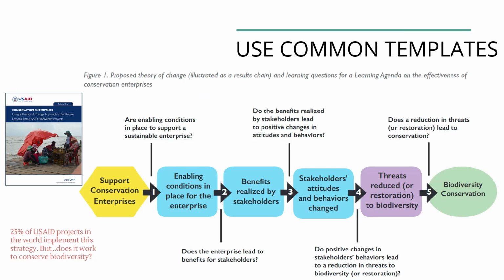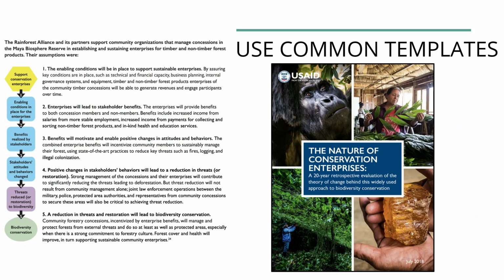Here's another example of a common template. This generic theory of change was developed through a collaborative learning group supported by USAID's Measuring Impact project. We'll talk more about learning groups in a few slides. This generic theory of change looks at one of the most common conservation strategies, conservation enterprises, also known as alternative livelihoods. One of the most interesting products to come from this generic TOC is a document called The Nature of Conservation Enterprises, a 20-year retrospective evaluation of the theory of change behind this widely used approach in biodiversity conservation. The author uses a theory of change to examine the assumptions and draw lessons learned on the conditions needed for enterprise and conservation sustainability from 6 sites across the globe.